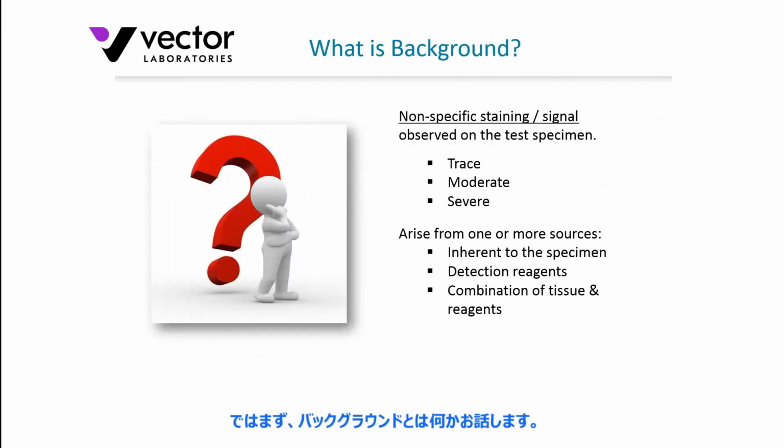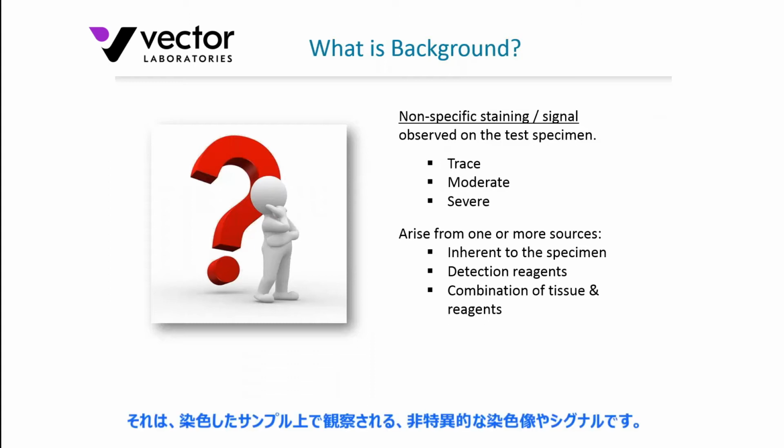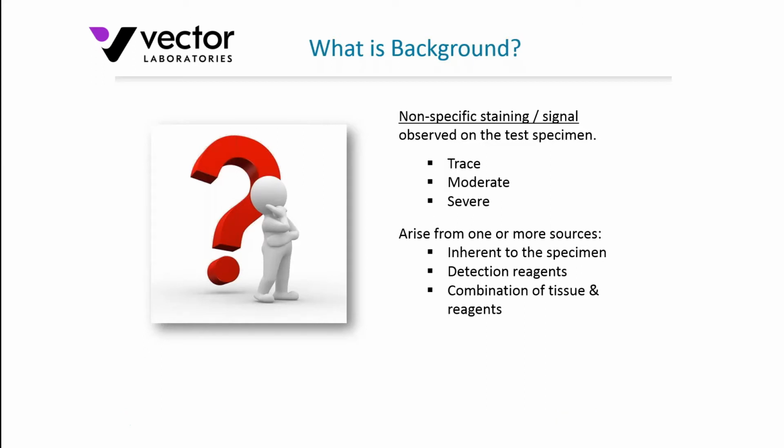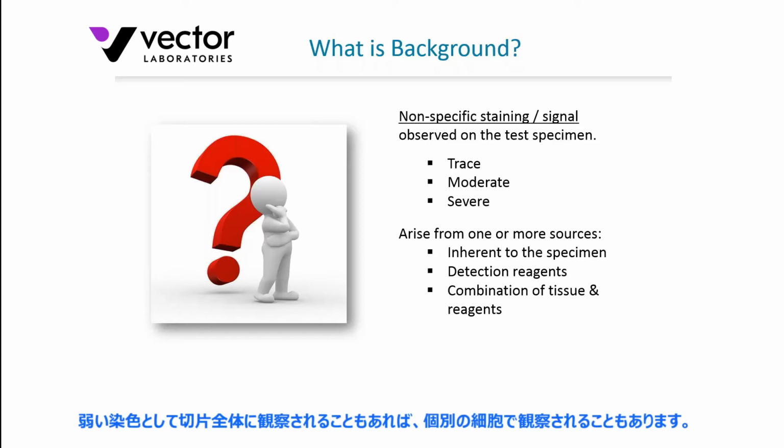So what is it we refer to when we're talking about background? It's non-specific staining or signal observed on the test specimen. Now, this may be observed as a trace or a weak staining, possibly as a toning across the section, or maybe just some isolated cells. It may be a little heavier, a moderate type of expression, and I'd have to say that most investigators would probably face either trace or moderate background expression in their preparations.